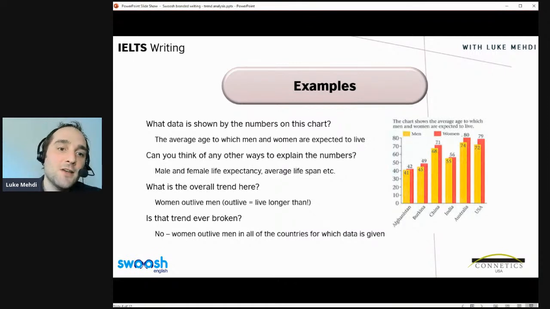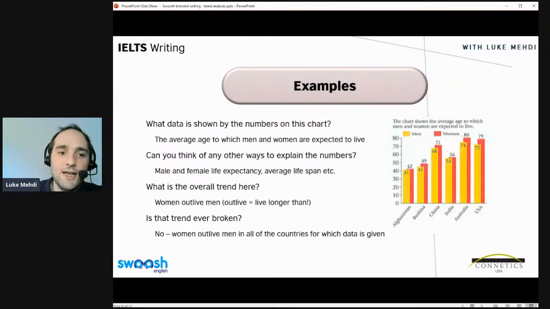Good, Cams. So the numbers shown on this chart, the average age to which men and women are expected to live. Other ways to explain the numbers: male and female life expectancy, the average lifespan of men, the average lifespan of women, the average age to which people live. So there's a few other ways that we can say that.